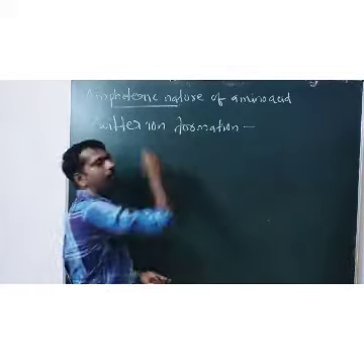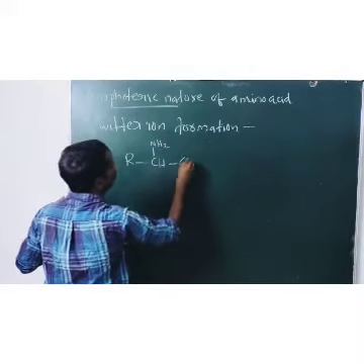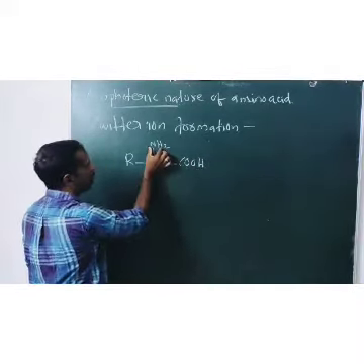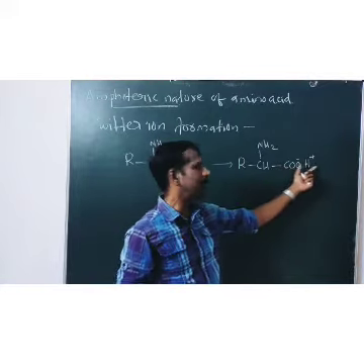So look here. The general formula of amino acid is RCHNH2COOH. Now you can see that there is an acidic functional group and a basic functional group. Both are present in the same molecule. The same thing can be written like this: RCHNH2COOH, where the acid will be in the form of COO minus and H plus.